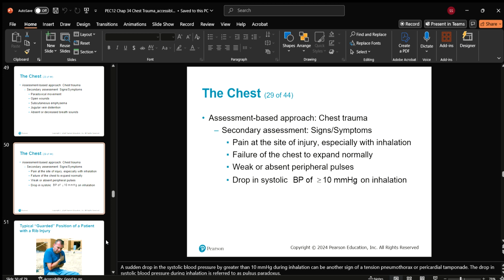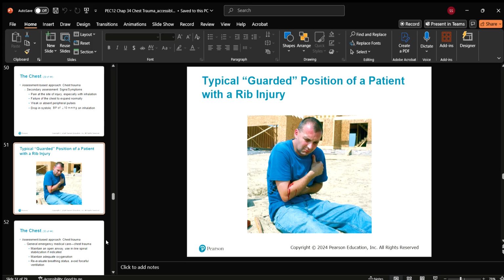All right, here are some other signs you may see. Here's a good one: if every time they breathe in, they have a sudden drop in blood pressure, that may be an indication that they have some type of pretty severe chest trauma going on. I talked about guarding earlier. This individual is guarding his chest. He doesn't want anybody to touch it.